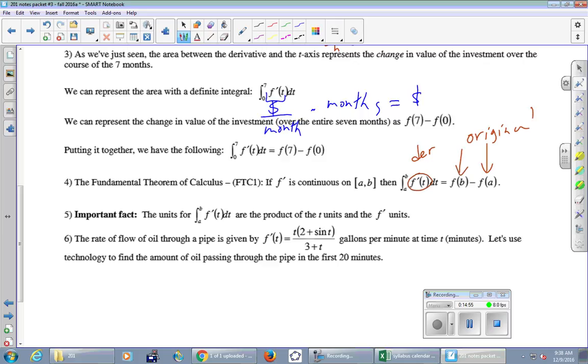And so for me, it makes a lot of sense that the units are what we said. I can see two things in here. There's an f prime, and it's a dt, but it's got a t in it. So I'm quite happy to look at that and say, oh yeah, that's how I remember the units. It's the f prime units times the t units.